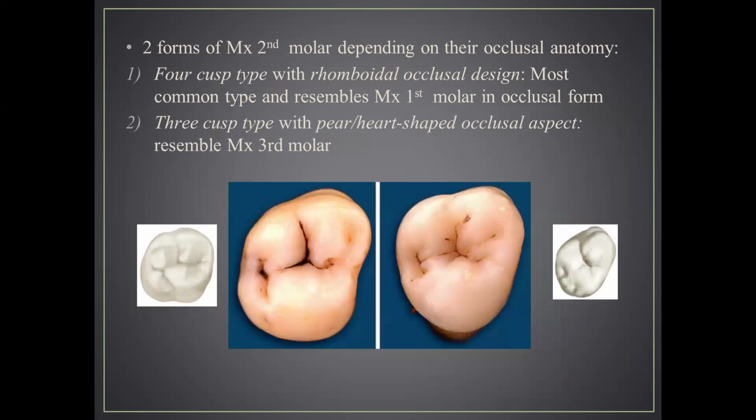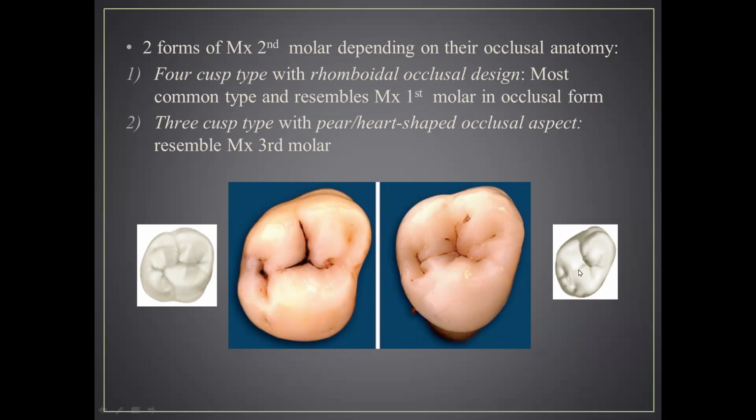While your maxillary second molar has an occlusal anatomy which has resemblance both to the maxillary first molar and also to that of the maxillary third molar. So there are mainly 2 types of occlusal anatomy for your maxillary second molar. The first one is the 4-cusp type with a rhomboidal occlusal design, which has the similarity to that of your maxillary first molar, having 4 cusps in the occlusal anatomy. But the little difference is that your mesiolingual or mesiopalatal cusp is much larger when compared to that of the maxillary first molar.